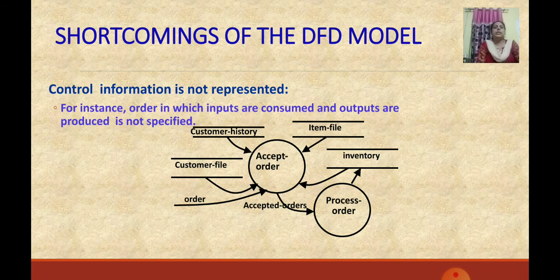Then the next drawback is that control information is not represented. For instance, the order in which inputs are consumed and outputs are produced is not specified. Meaning in which order the inputs will be given to the system, or in which order the outputs will be produced from the system, we cannot understand from the DFD.